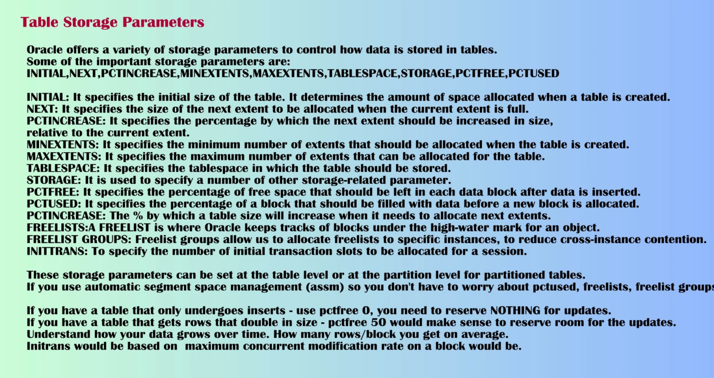And just use automatic segment space management, ASSM, so you don't have to worry about PCTUSED, freelists, freelist groups. INITRANS would be based on what you think your maximum concurrent modification rate on a block would be. If you have an insert-only table in ASSM, set at default. If you tend to have a small table that you update like crazy, set it appropriately.